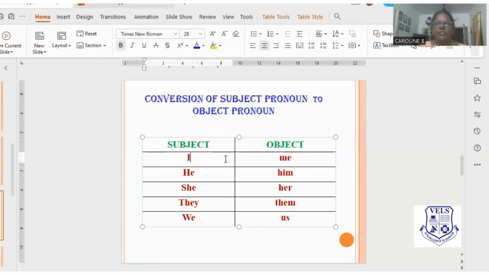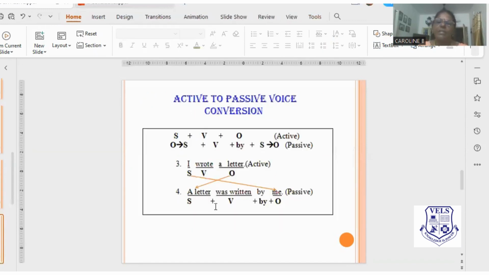Let us see the change of pronoun if it is used in the subject's place. If we are not talking about any person's name or the place, we can use pronouns instead. So when the active voice is changed to passive voice, the subject pronoun changes to object pronoun when it changes position. I becomes me, he becomes him, she becomes her, they becomes them, and we becomes us. It remains as it.